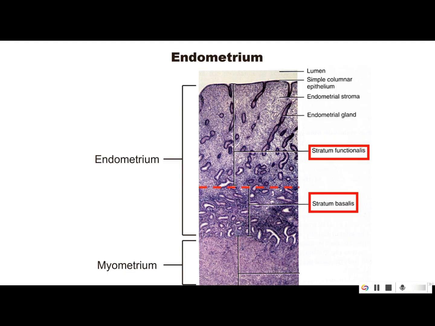The basal layer is the deep 1/3 supporting layer of the endometrium that adheres to the myometrium. After the functional layer is shed during menstruation, the basal layer remains to regenerate the endometrium ready for the next cycle.